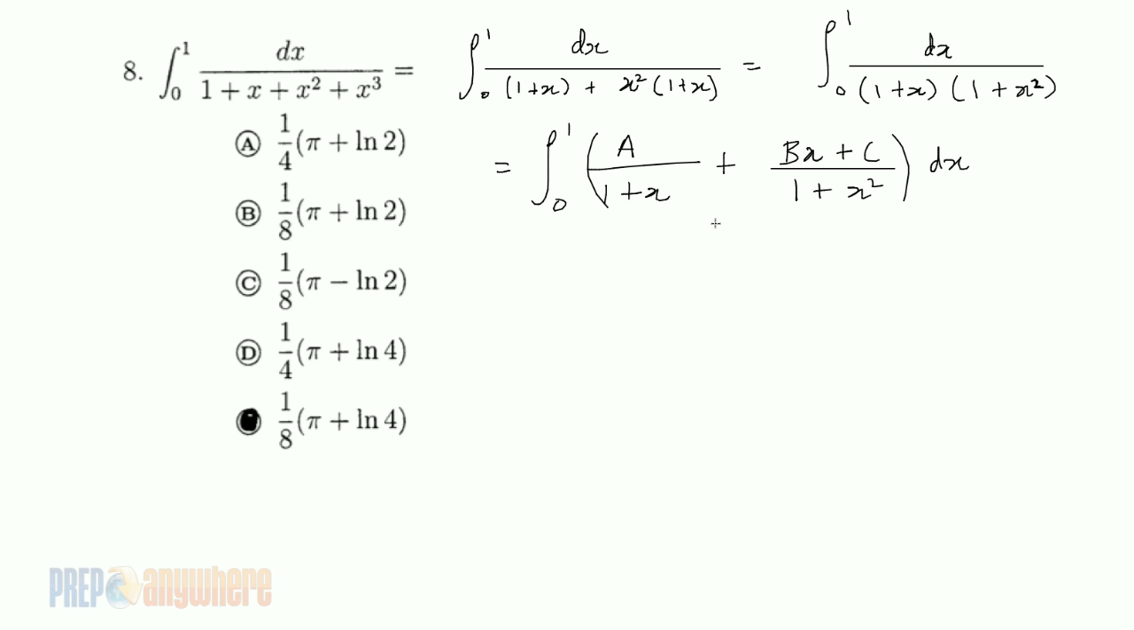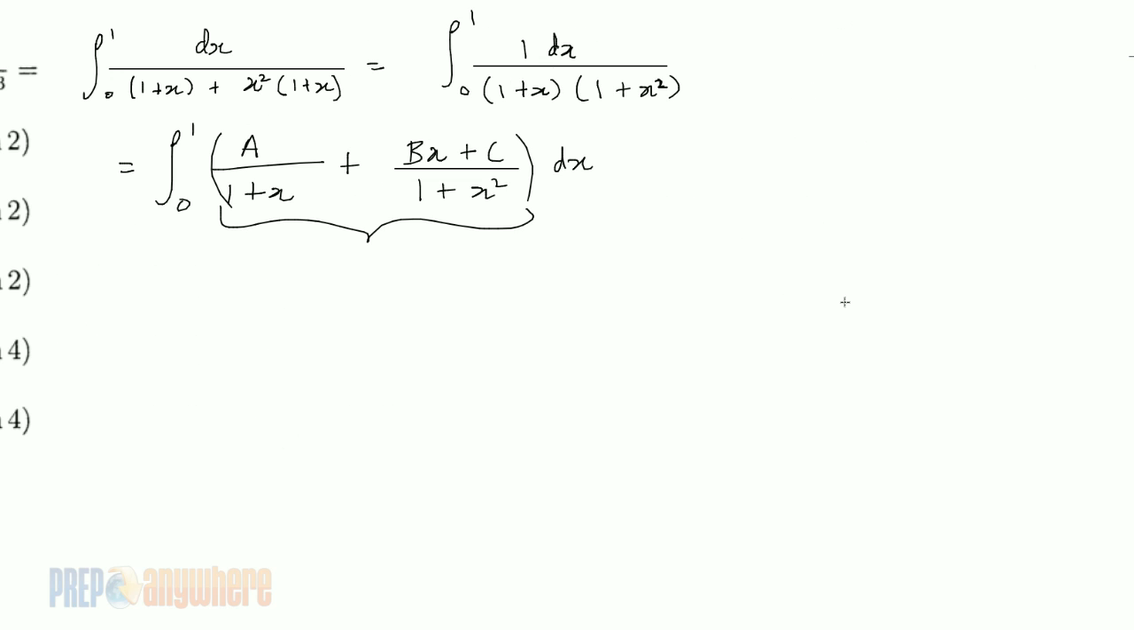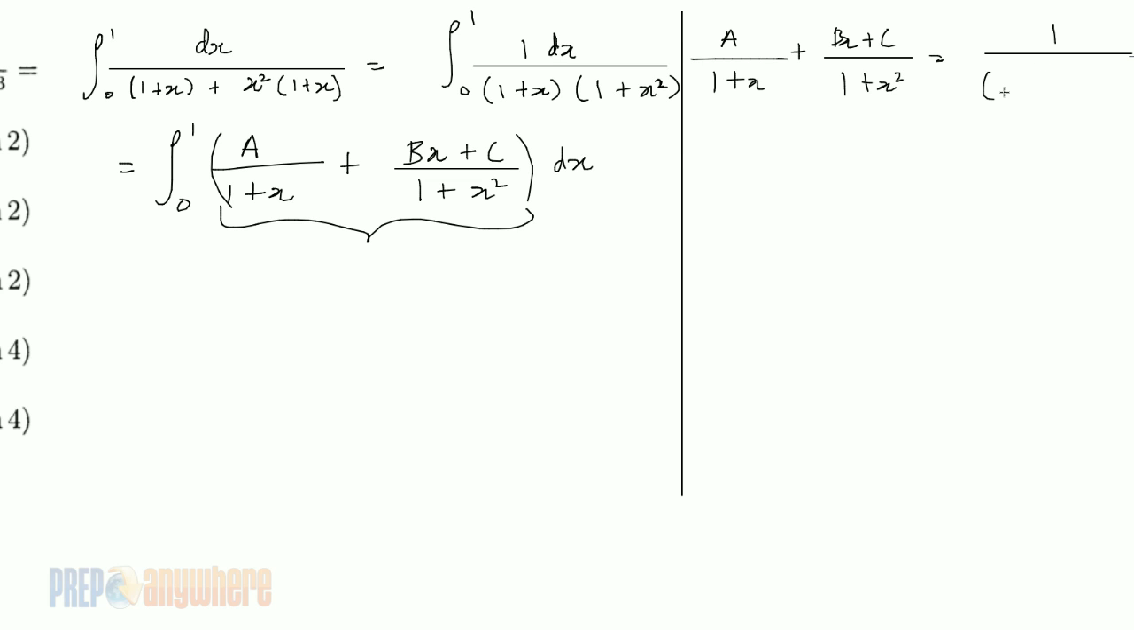Now, by using partial fractions, what we are assuming is that this entire term combines to give this term here. As a result, what we have to do now is equate the two. So A divided by 1 plus x plus Bx plus C over 1 plus x squared is going to be equal to 1 divided by 1 plus x times 1 plus x squared. The only way to find out what A, B, and C are is to combine the two and express it in the form of the right-hand side.